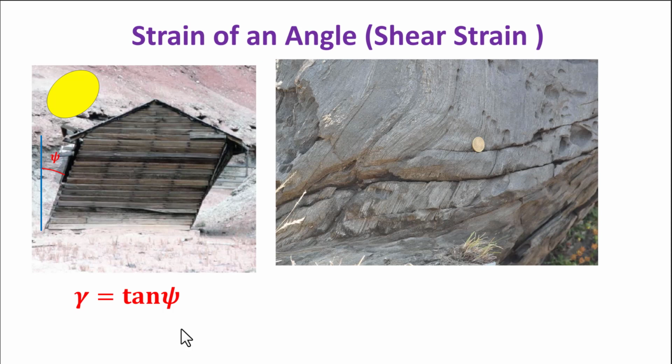Deformation also changes the angle between lines. That is the concept of shear strain. In this diagram, the little cabin has been deformed. Originally, this vertical edge and the horizontal line were orthogonal, and now the angle between the two deviates from 90 degrees, and the magnitude of the deviation is the shear angle, and the shear strain is defined as the tangent of the shear angle. So shear deformation and shear strains are commonly observed in geology.